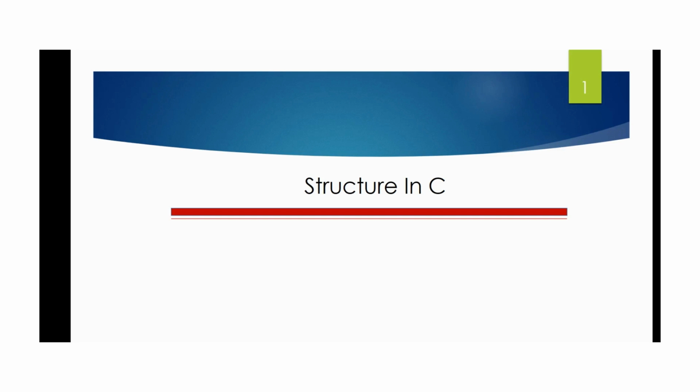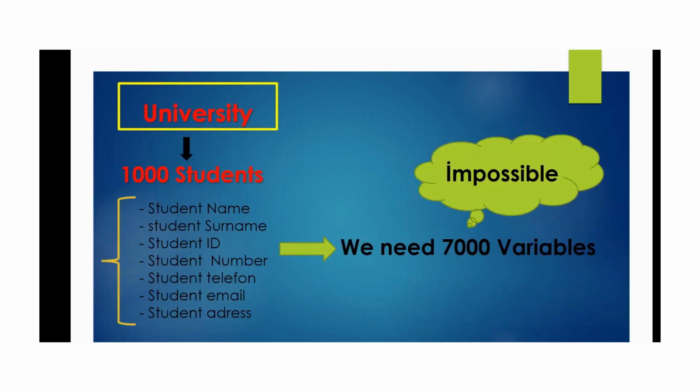So, to introduce the structure, let's imagine together that we have a university system in which we have 1,000 students. We have to register all the information about those 1,000 students. For each student, we have to get the name, the surname, the ID, the student number, telephone, email, and address. So, how many variables do we need here to register all those student information? We need 7,000 variables, which is absolutely impossible to do.